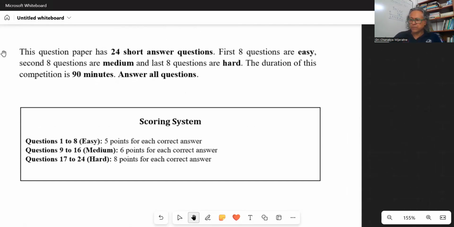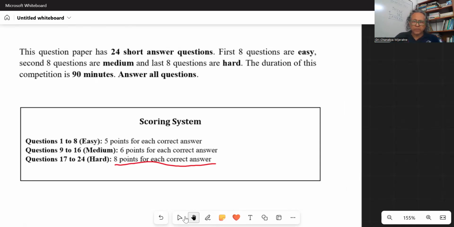So the easy questions, let me get my pen active. You get 5 points for each correct answer. And for medium questions, 6 points for each correct answer. And 8 points for each correct answer in the hard questions, right? So in SLMC, if questions were left unanswered in SLMC 8, 11, 13, the points were given. But here, there's no such thing, right?